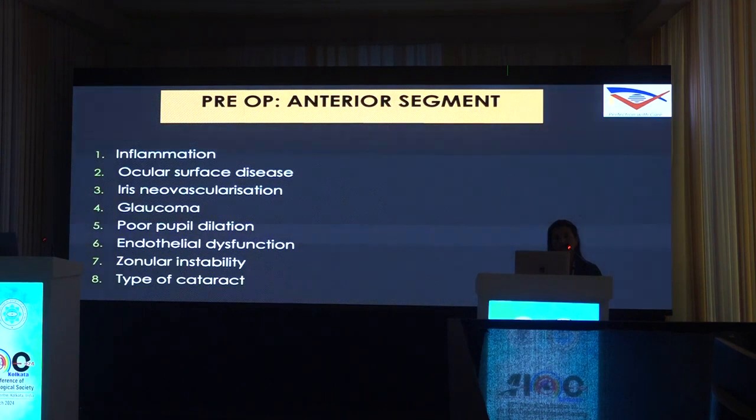Looking into the anterior segment and doing a detailed evaluation is very important, as these patients are more prone to inflammation and ocular surface disease. They may be having iris neovascularization. It's important to see your patient undilated, because in a dilated patient, you may miss an NVI. And there can be coexistent glaucoma. These patients do have poor pupil dilation, making the surgery more challenging. They also have endothelial dysfunction, so we need to be more cautious when we do our surgery. And with repeated intravitreal injections, many a time they have zonular instabilities.